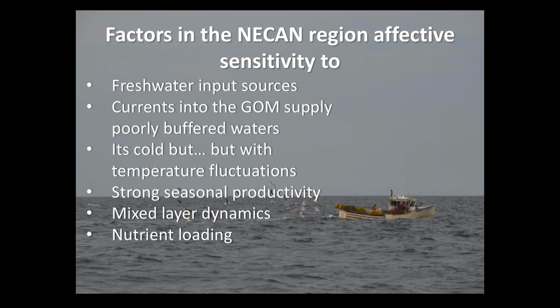So there are some factors in the NECAN region that make it more sensitive to acidification. So we have a number of different freshwater inputs and sources of freshwater. The currents into the Gulf of Maine supply poorly buffered waters. It's cold, but there are temperature fluctuations as well. There is strong seasonal productivity and changes with that over time. There's mixed layer dynamics and nutrient loading. So those are some of the things that are really setting the NECAN region apart from some of the others.